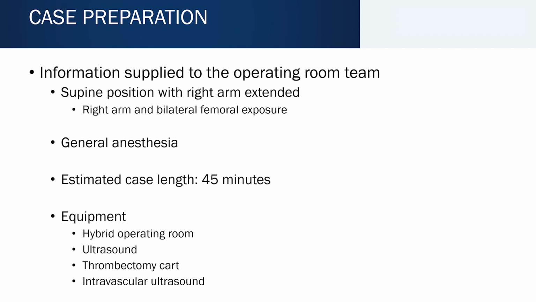Before we go to the operating room, I like to always supply the operating room team as well as the anesthesia team with some basic information, typically in written form, so that things can be prepared as quickly as possible for us. In this case, the information that we provided was that we would like the patient in the supine position with the right arm extended to allow for right arm and bilateral femoral exposure.